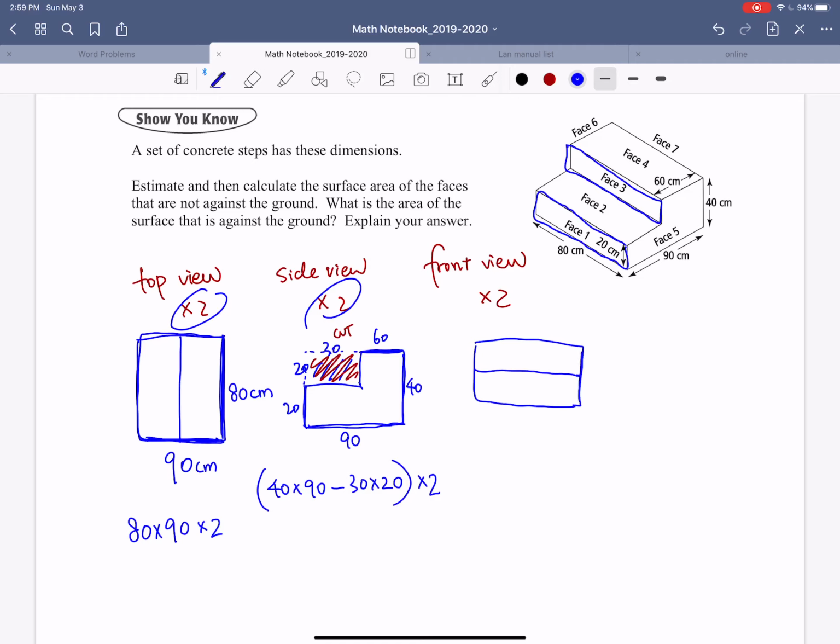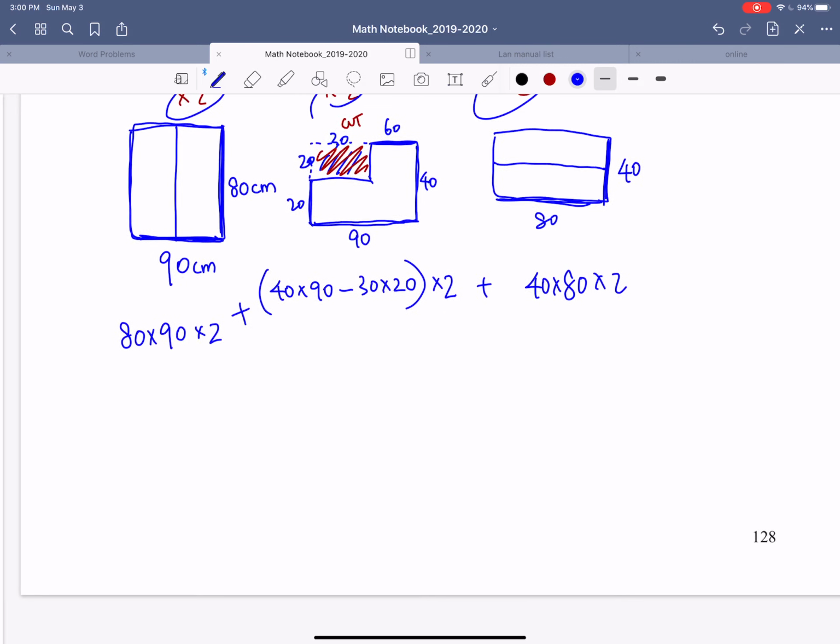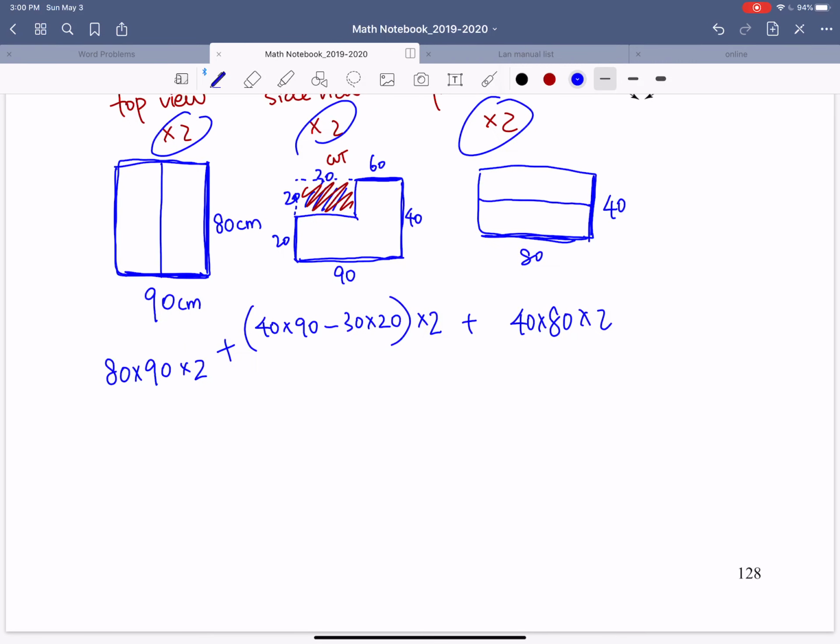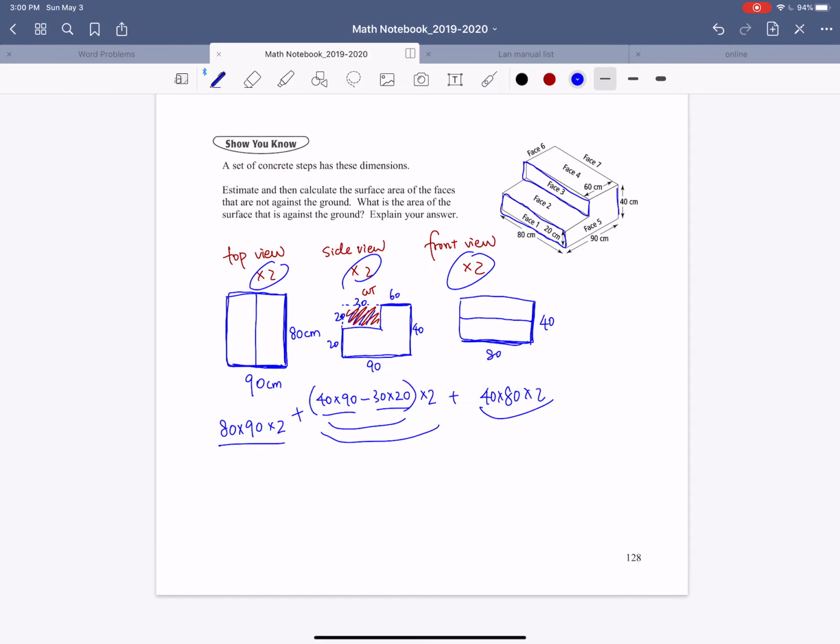All right, do we know the dimension here? Yes, it's 40. Do we know the dimension here at the bottom? Yes, it's 80. So it's basically 40 times 80 times 2. Okay, add them up and you're done. When you type into your calculator, by the way, guys, please make sure that you do BODMAS by yourself. Type that in, type that in, type that in, and then do the subtraction and then times 2. And then do this one and plus them up together. I'm not going to do it together with you, just as long as you get the equation right, usually you'll get the correct answer because the rest of it is just calculator work.